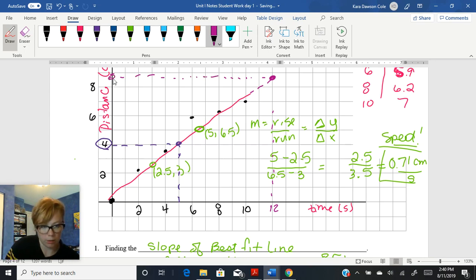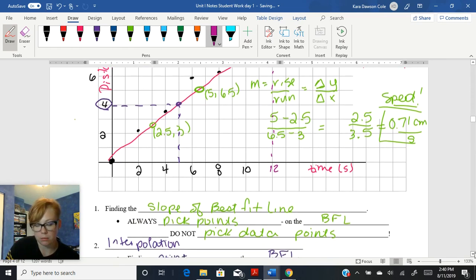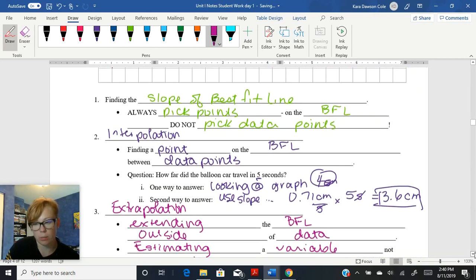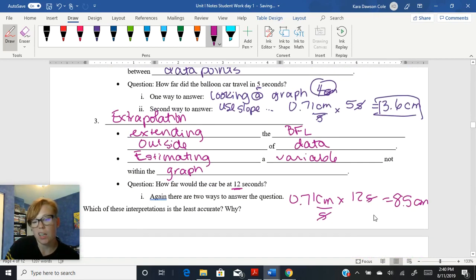So again, I would come back over here. So not quite 9, but not at 8 either. So I would probably say it's about 8.6 centimeters is what I would guesstimate from the graph.